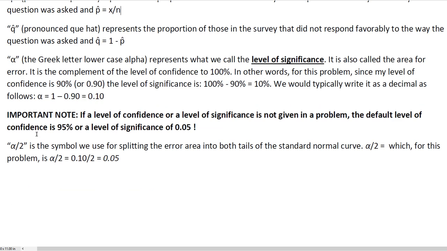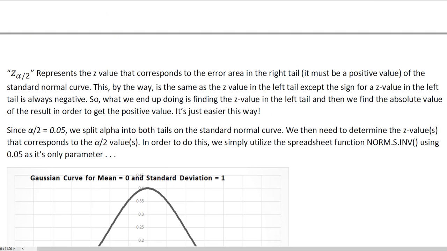So for this problem, since my alpha is 0.10, we're really concerned with half of that error in each tail. In other words, 0.05 would go to each tail. If alpha is 0.10, then alpha over 2 is 0.05. Next, we have this thing we call z sub alpha over 2. And that represents the z value that corresponds to the error area in the right tail.